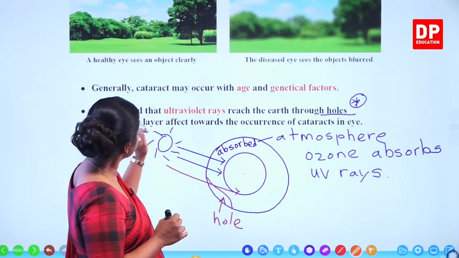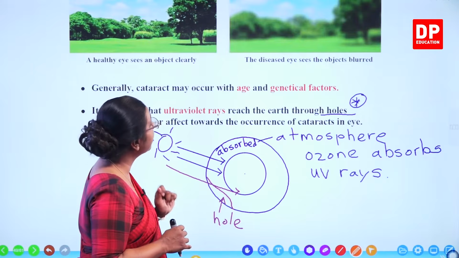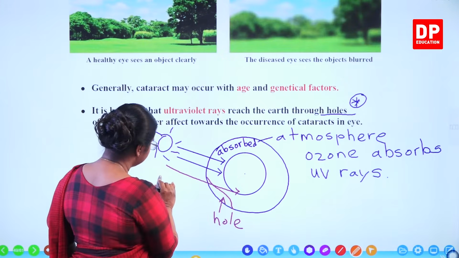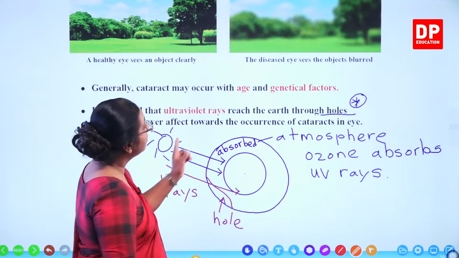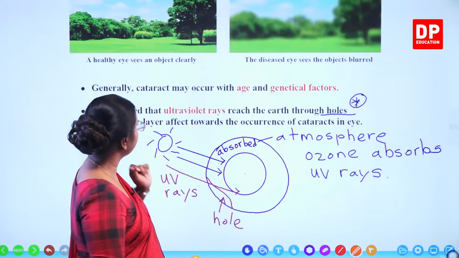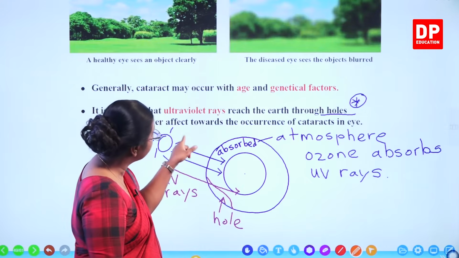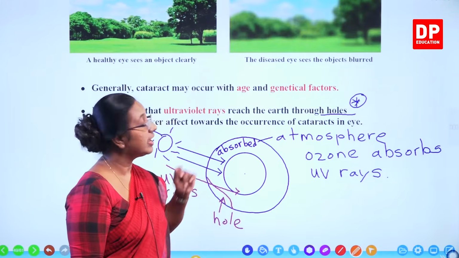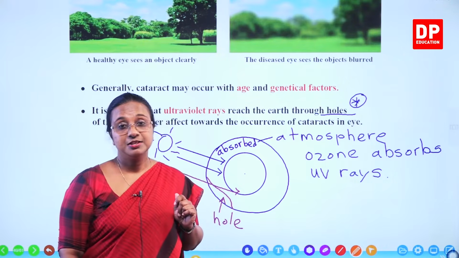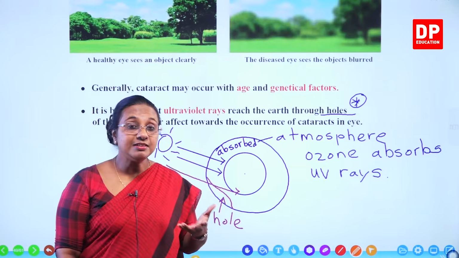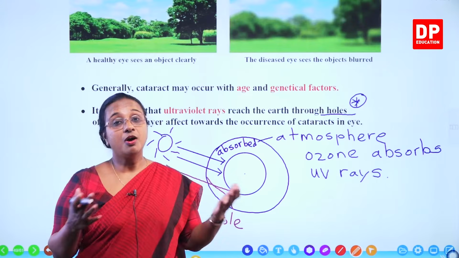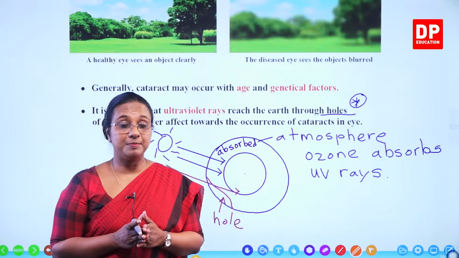So here you can see it is believed that the ultraviolet rays, so here this again is the ultraviolet rays, reach the earth through the holes of the ozone layer, affect towards the occurrence of cataract in the eye. So that also leads to cataract, or it increases the percentage of occurrence of cataract in people.